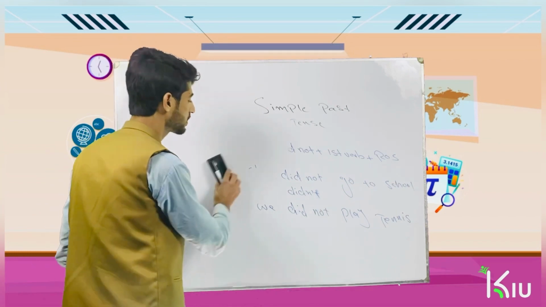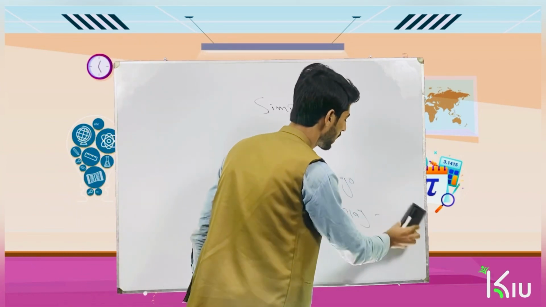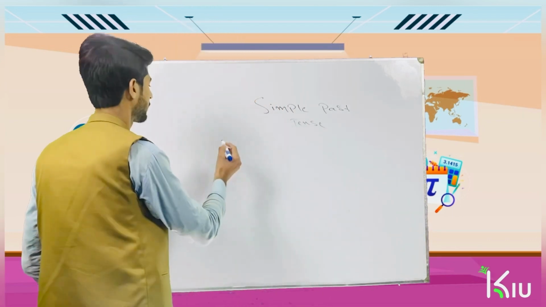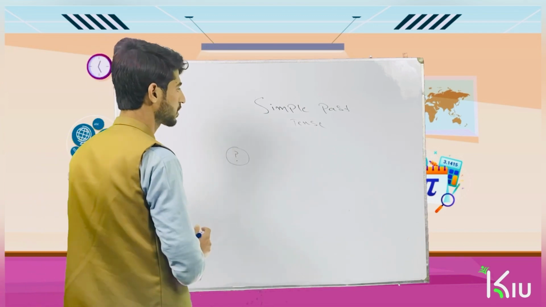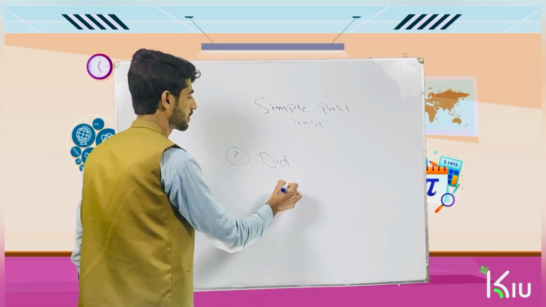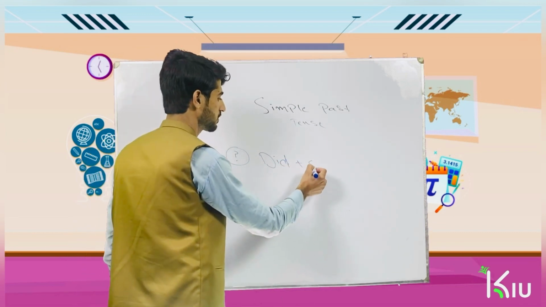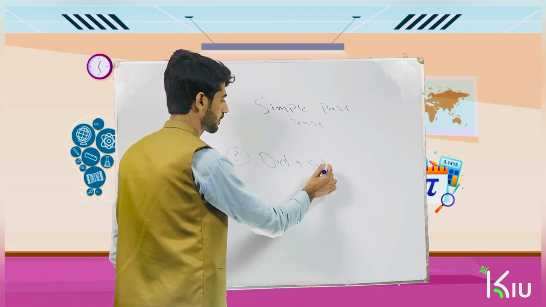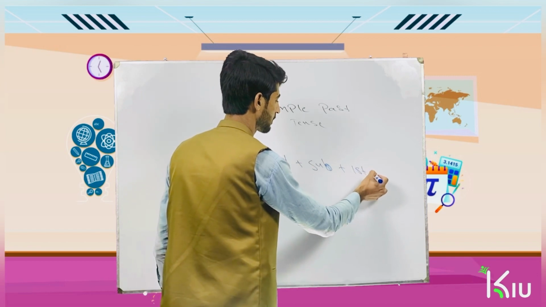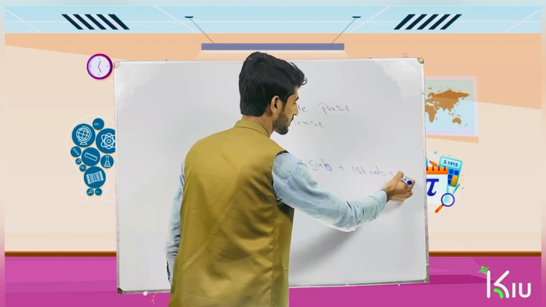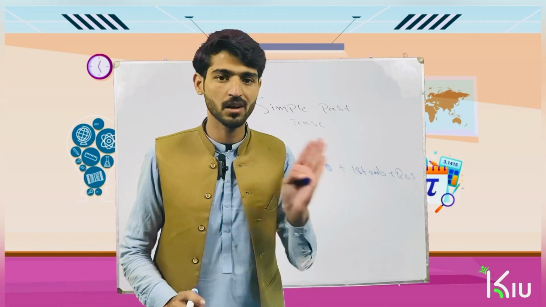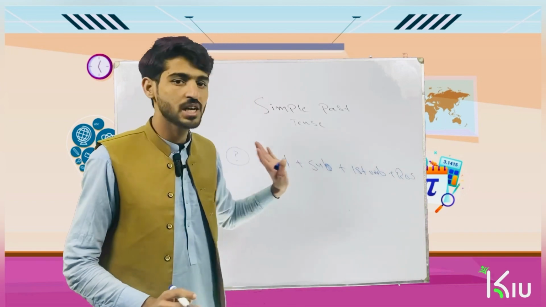Now let's get ahead with the interrogative structure. How will we question in simple past tense? First of all, you have to put did, okay? Then the subject, then with the subject we will put the first form of the verb, and then the rest of the sentence. Let's see if the subject is singular or plural. With both we will put did.